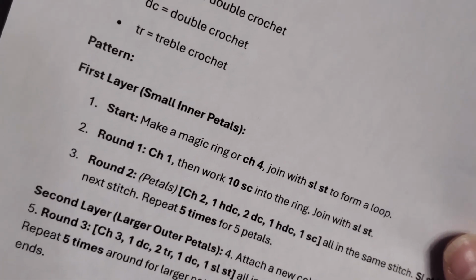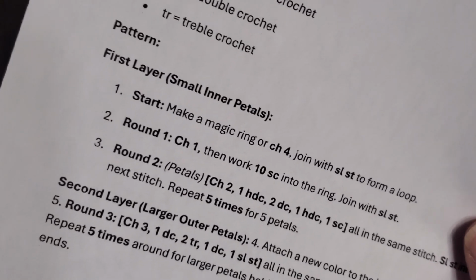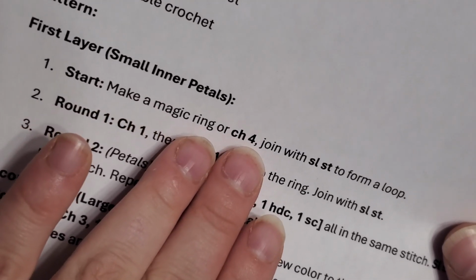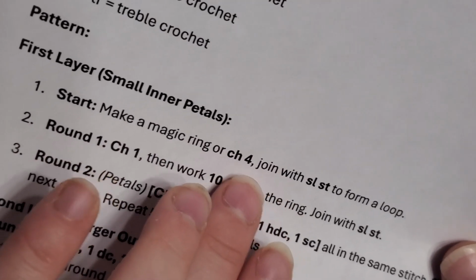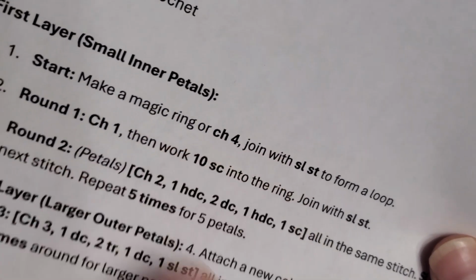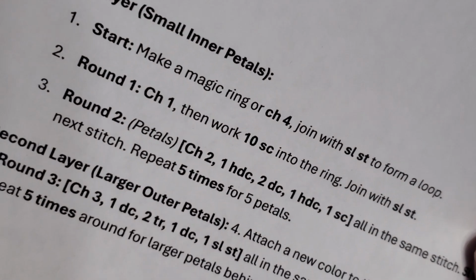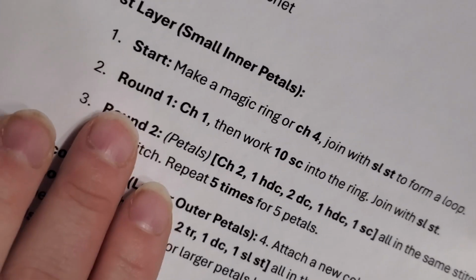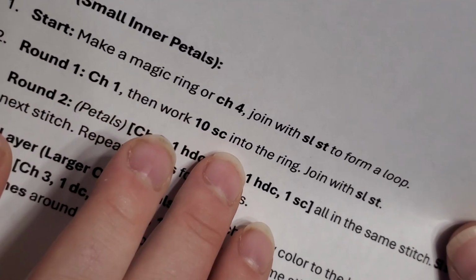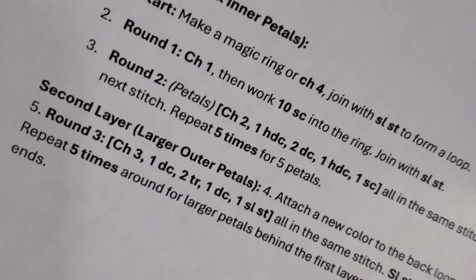And then you'll have the pattern. So this pattern is for a crocheted flower. So at the beginning, you're making a magic ring or you're chaining 4, and then you're joining with a slip stitch if you're chaining 4. So you have the CH and you have the SL ST. And then the next round, you have chain 1 and then work 10 single crochets into that ring and join with the slip stitch. So it's pretty easy.